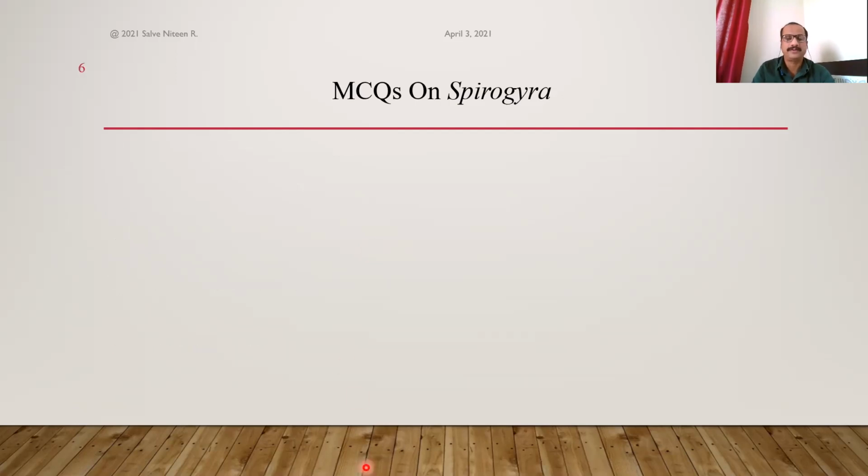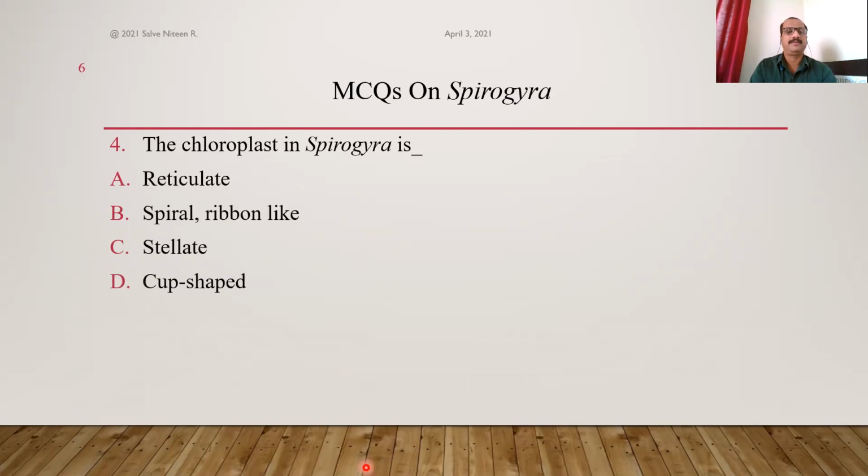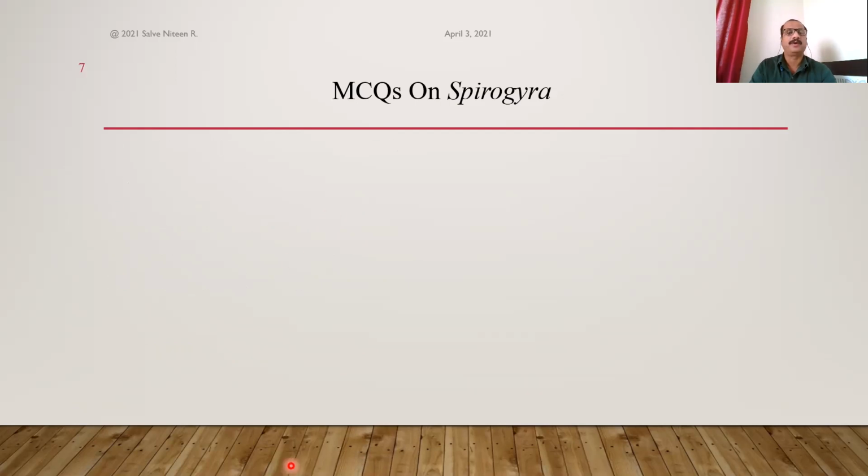Next question. The chloroplast in Spirogyra is reticulate, spiral ribbon-like, stellate, or cup-shaped. What is the shape of the chloroplast? We know the shape of the chloroplast of Spirogyra is very characteristic, and it is spirally arranged, spirally coiled, ribbon-like or band-like structure. So here the correct answer is option B, spiral ribbon-like chloroplast, characteristic of Spirogyra.